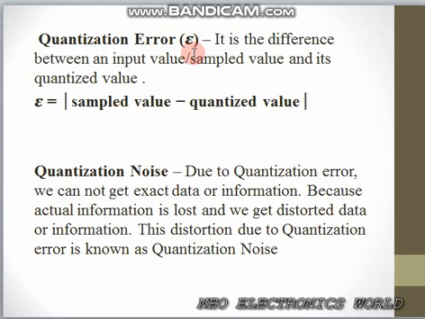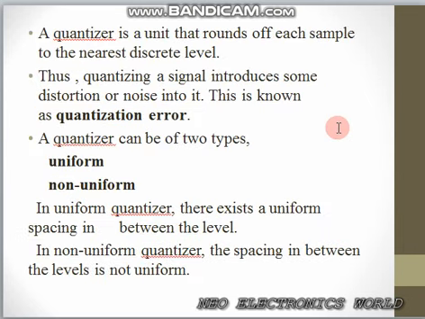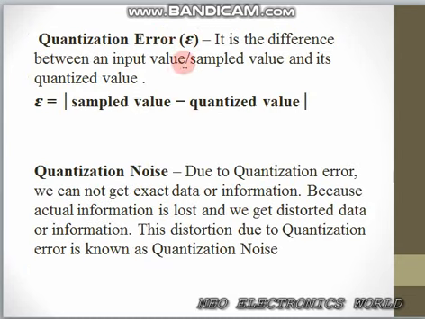Then quantization error. As we have learned, quantizing a signal introduces some distortion or noise into it. This noise or distortion is known as quantization error. This quantization error can be represented as epsilon, and it is the difference between the input or sampled value and the quantized value. The sampled value minus the quantized value gives us the value of the quantization error.